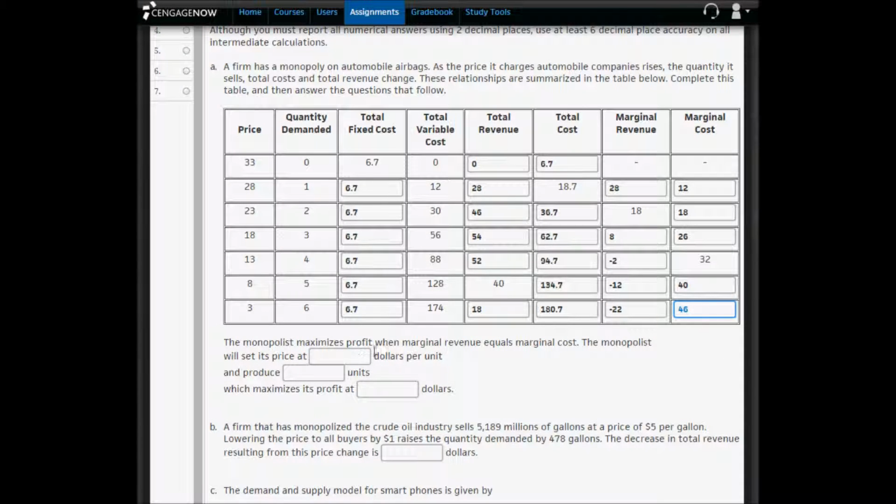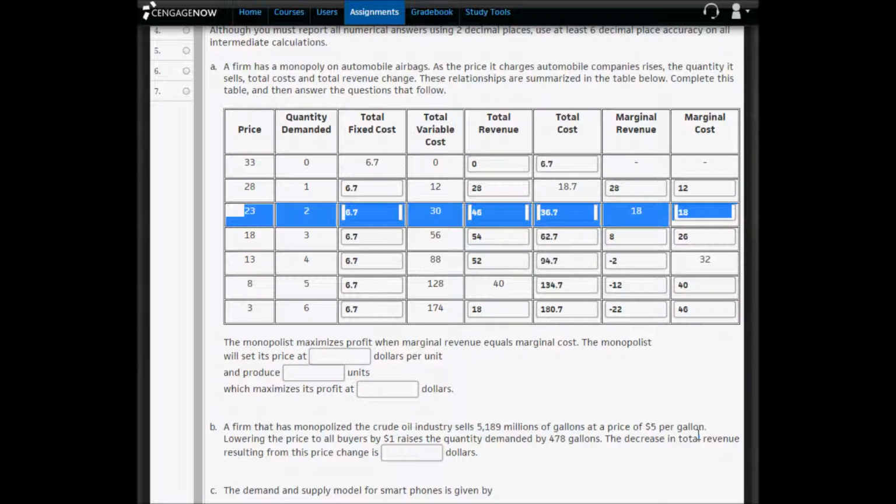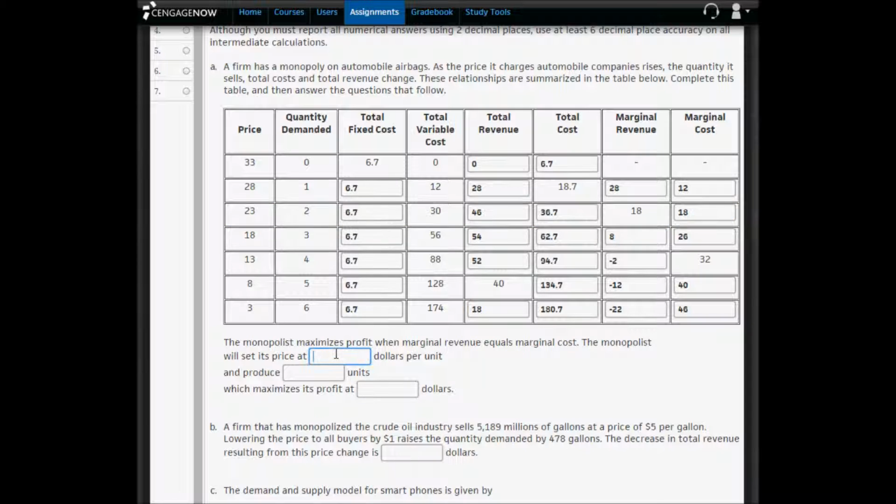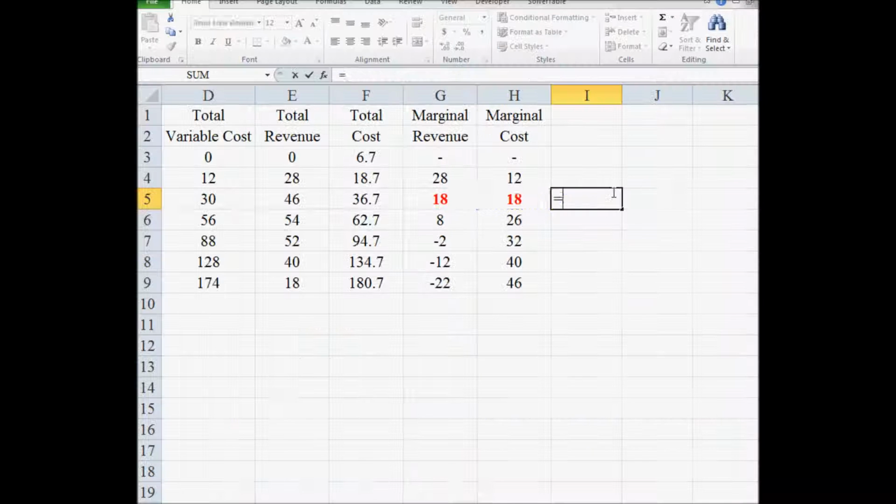Again, the monopolist maximizes profit when marginal revenue equals marginal cost, right there. So the monopolist sets its price at 23 and produces just 2 units, which maximizes its profit at 9.3. Profit is the difference between total revenue and total cost.